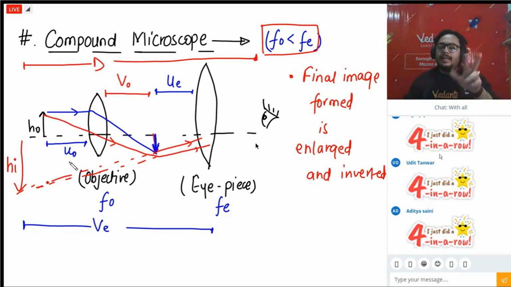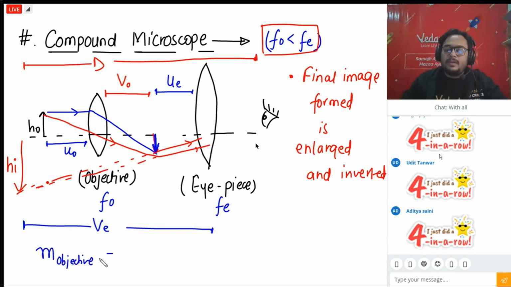So both the lenses will do the magnification. Can you tell me what will be the magnification of objective lens? Magnification of objective lens will be VO by UO. Am I correct? Magnification of the objective will be VO by UO. V by U formula I am using. That is the standard formula.